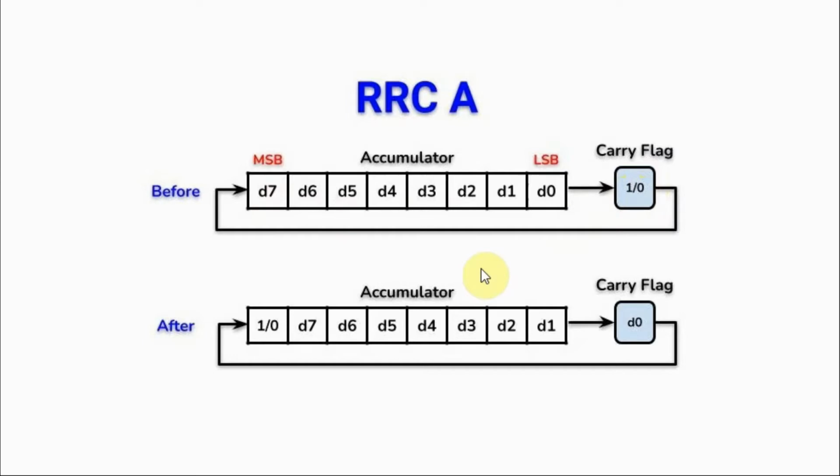Now after executing the instruction, D0 will be shifted into the carry flag and the content of the carry flag will be shifted into the position of the most significant bit, and D7 will shift into this position and D6 will shift into this position, and so on.